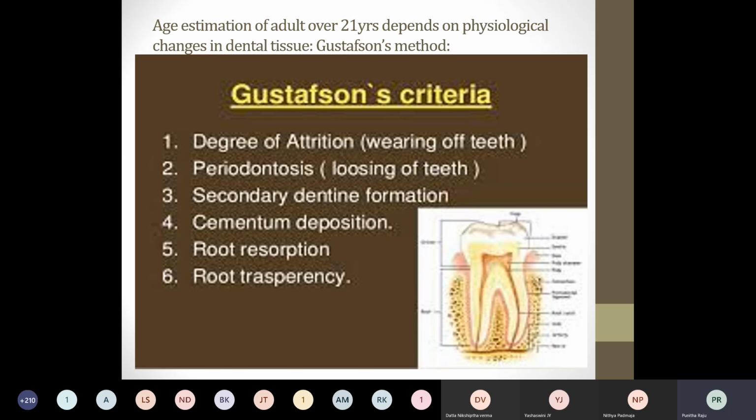A stands for attrition, P stands for periodontosis, S stands for secondary dentin formation, R stands for root resorption, T stands for transparency of root, and C stands for cementum apposition. So this is the easy way of remembering Gustafson's method, APSRTC. Now we will individually study what these are. Gustafson's method is commonly asked for 4 marks. These 6 criteria are very important.